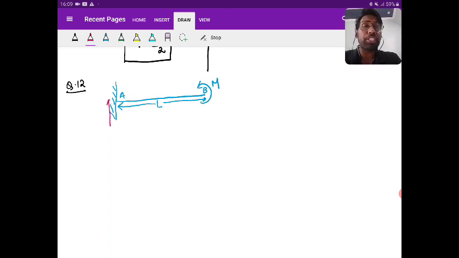So question number 12, find the support reaction. Let us say the vertical is VA, horizontal is HA, and the moment is MA. Come on, find fast. Find MA, HA, VA. You have 10 seconds. Solve fast.